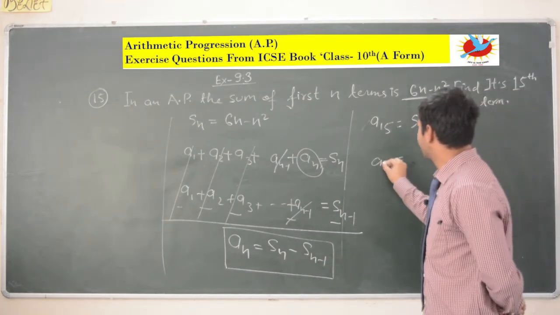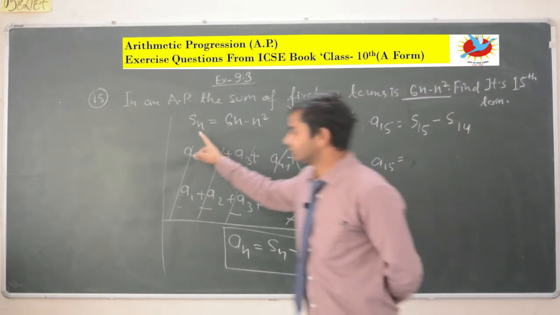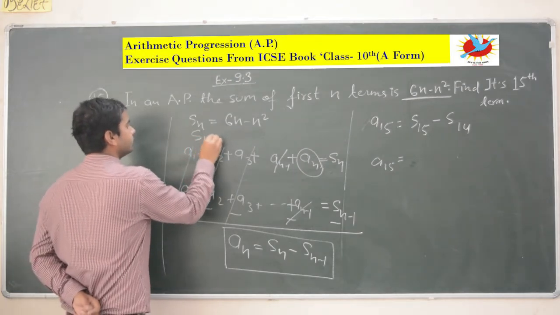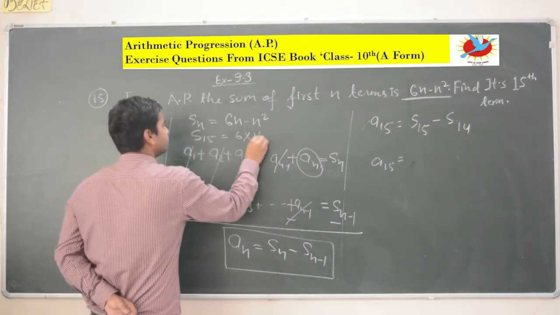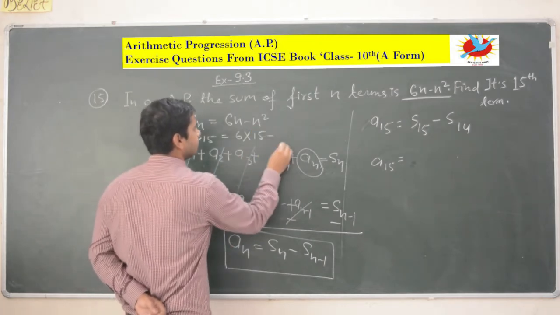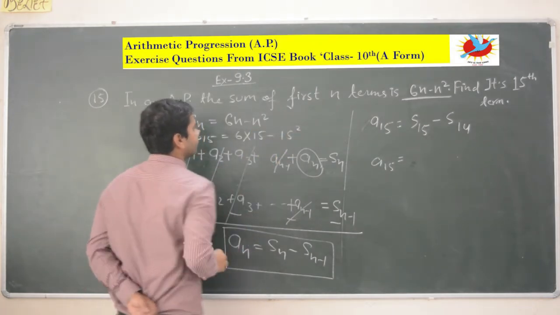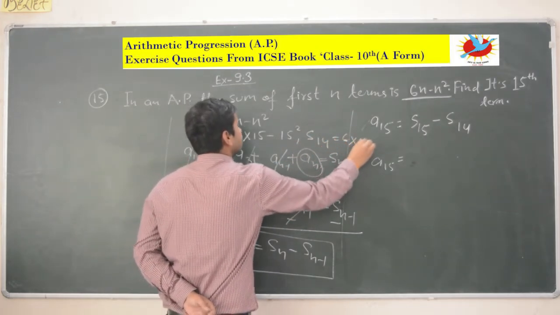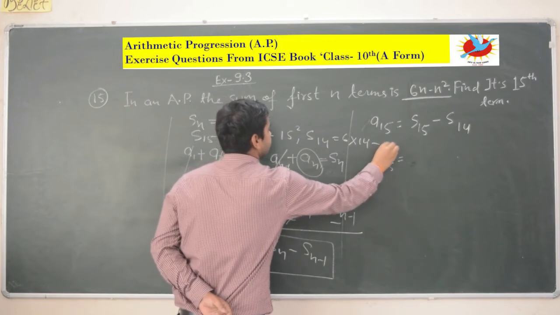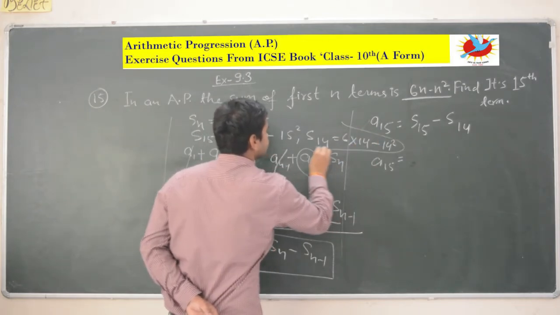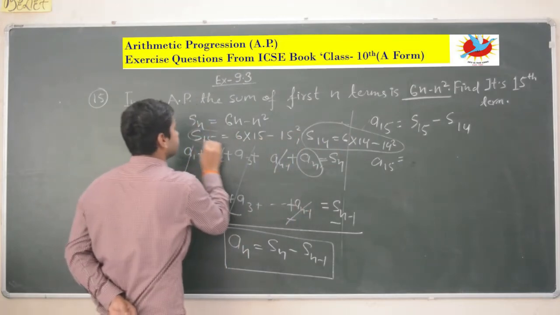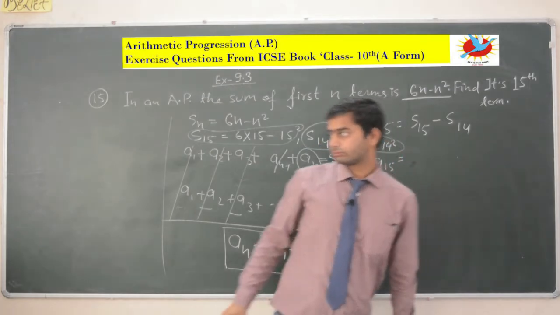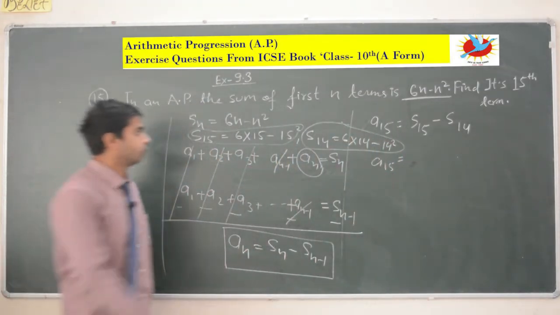So this will be equal to A15, and the value of Sn is equal to 6n minus n square. So we can calculate the value of S15, which will be 6 into 15 minus 15 square, and the value of S14 will be equal to 6 into 14 minus 14 square. Put here the value of S15 and the value of S14.